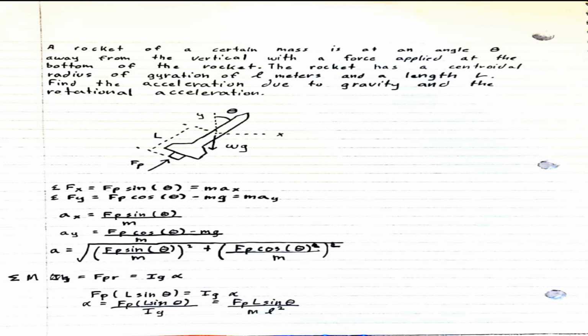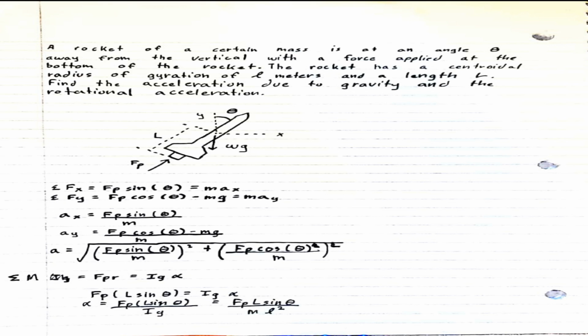The sum of the forces in the y direction is the force applied times cosine of theta minus the force of gravity is equal to the mass times acceleration. Solving for the acceleration in the y direction, we get the force applied times cosine of theta minus the force of gravity over the mass of the rocket. To get the acceleration, square the acceleration in the x and y directions, add them together, and then square root them.